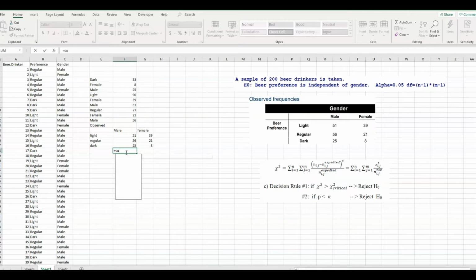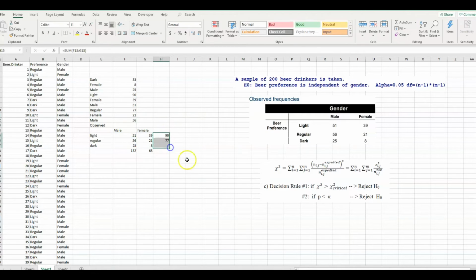Let's calculate the totals. This is the summation of all male drinkers. This is the summation of female. And this is the total. This is the summation of light. This is the summation of all different categories. So 139 male and 68 female.